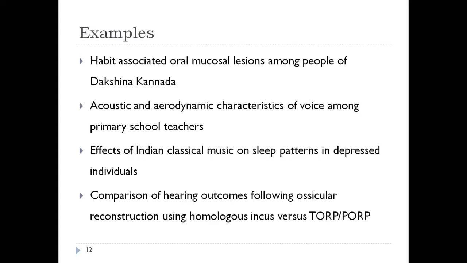Comparison of hearing outcomes following ossicular reconstruction using homologous incus versus total ossicular replacement prosthesis or partial ossicular replacement prosthesis. So what are the tools and what are the methods? See, here I want to assess hearing outcomes. So the method of assessing hearing outcome is audiometry, right?